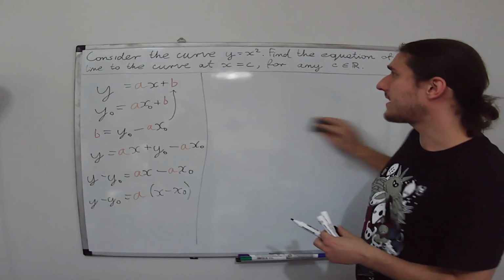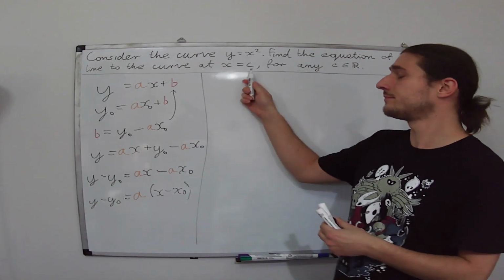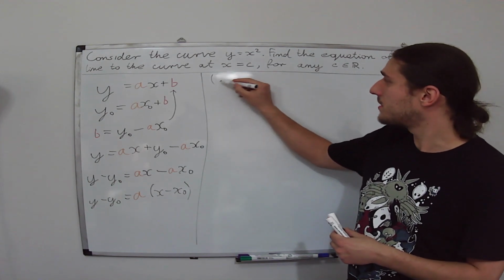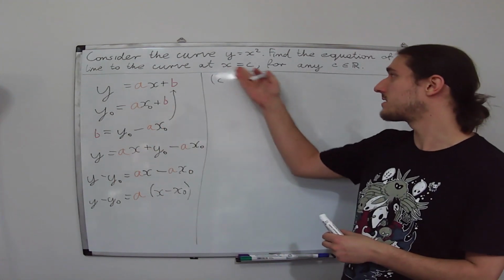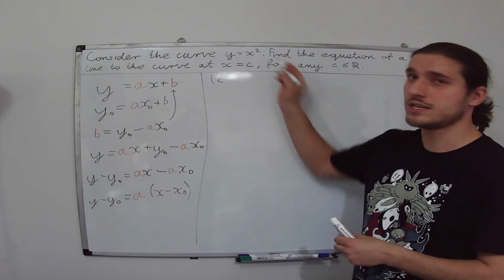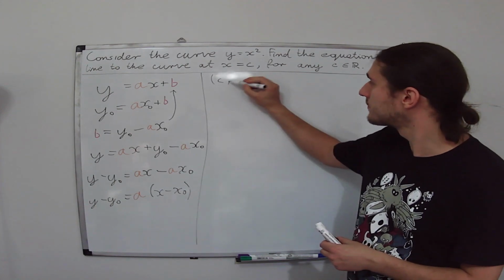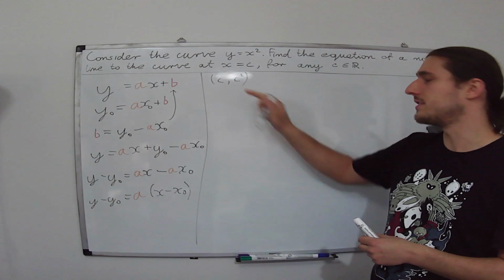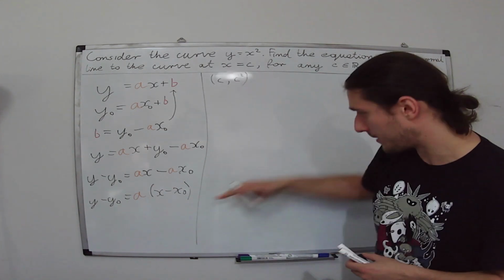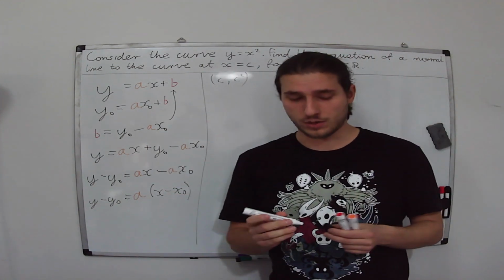And since our x is equal to c, we also know that the y coordinate for that x at c will be c squared. So those are our coordinates, x and y. We'll be able to plug them straight into there to get our equation.